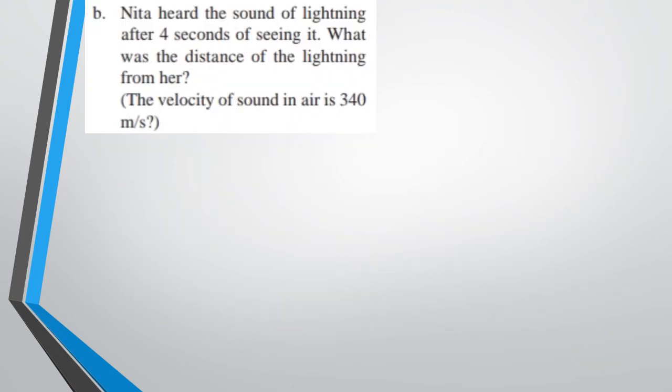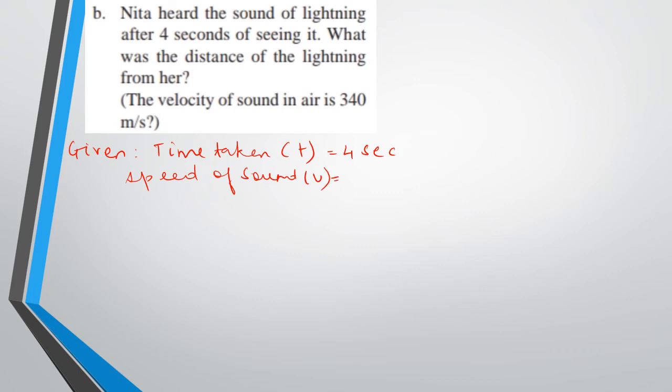The next sum says Neeta heard the sound of lightning after 4 seconds of seeing it. What was the distance of the lightning from her? The velocity of sound in air is 340 meter per second. So what is given? Given is time taken, that is t is 4 seconds. Speed of sound is 340 meter per second. You need to find out the distance.